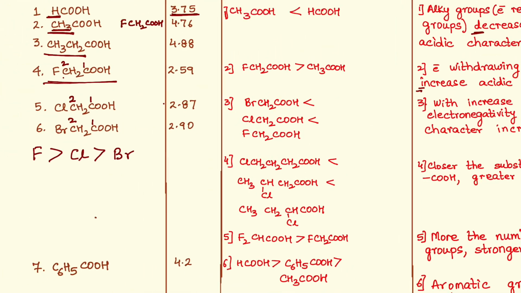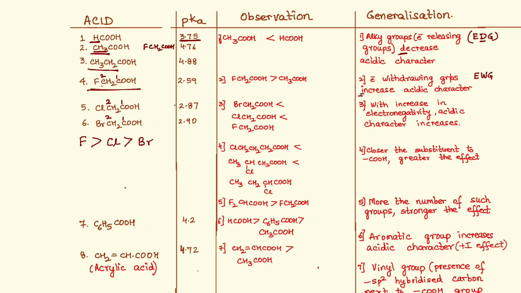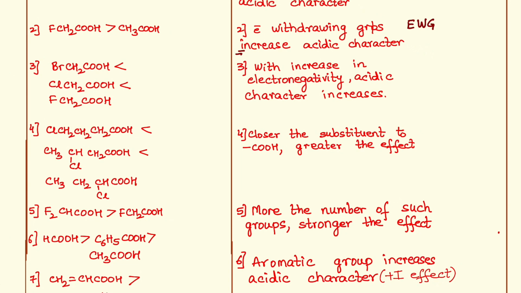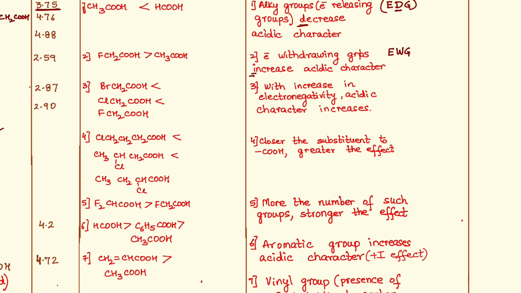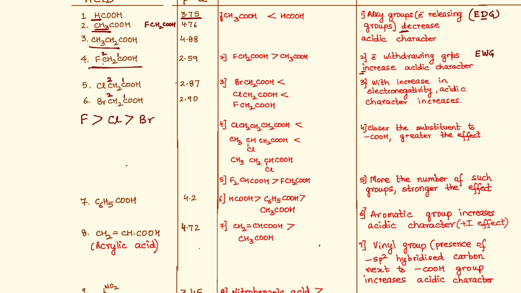So you see, we are not memorizing anything. We are trying to give generalizations or make observations on the basis of data that we have got. And this is how a scientific aptitude develops, a scientific thinking develops. So the next point is, with increase in electronegativity, acidic character increases. Of course, these points are written in short. You may want to frame your own notes. Come to the next set.